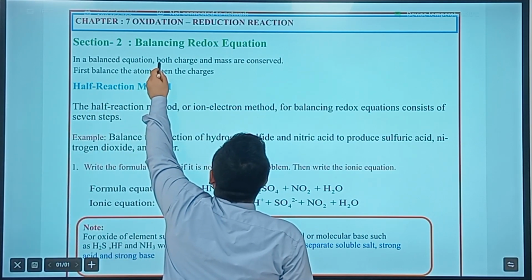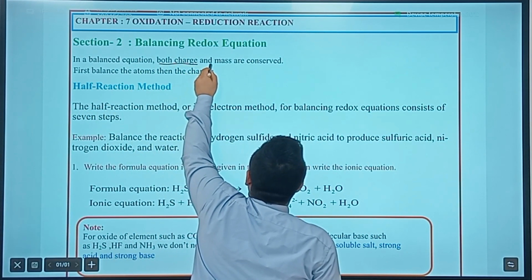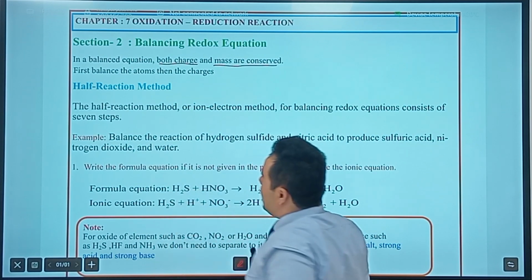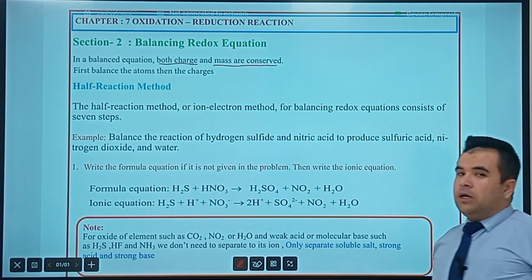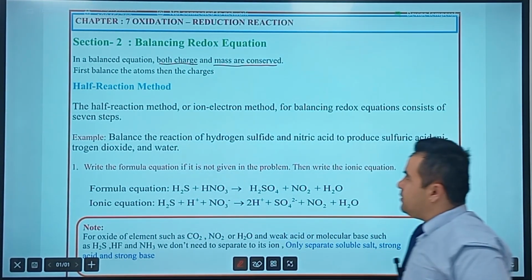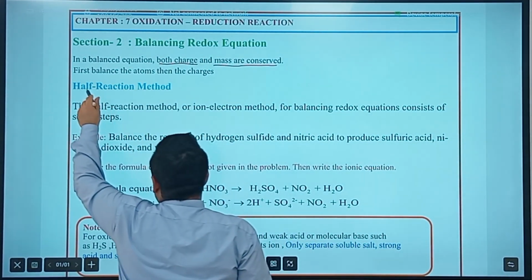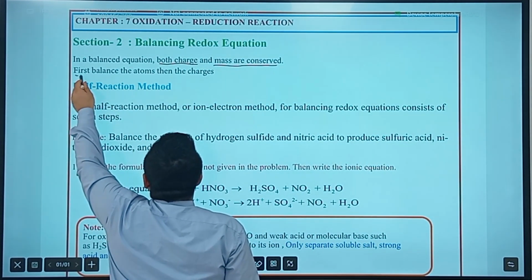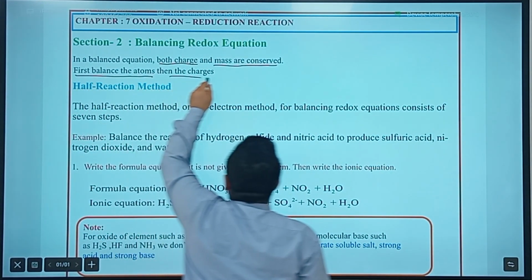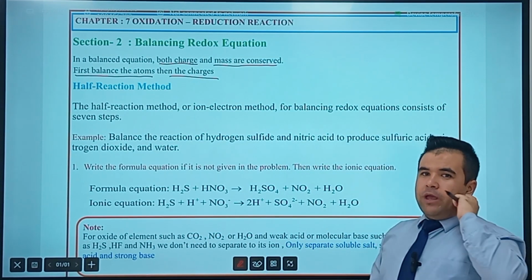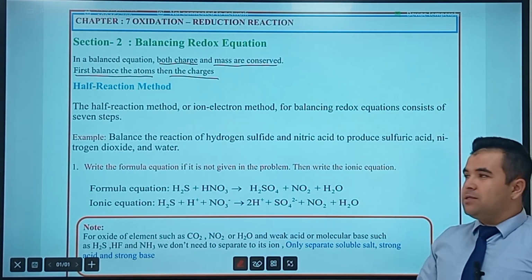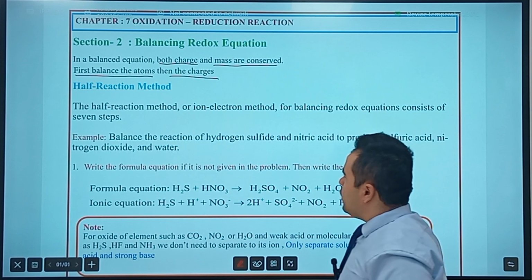In this section we'll be able to balance the charges and the mass of the atoms in order to know that both are conserved. What we have to do first is balance the atoms and then the charges. So we take the priority for balancing the atoms first and then the charges.